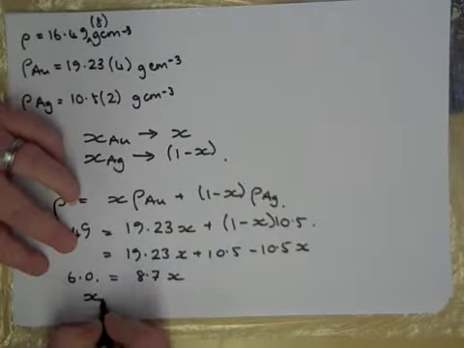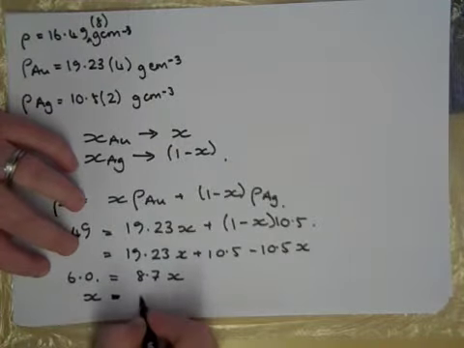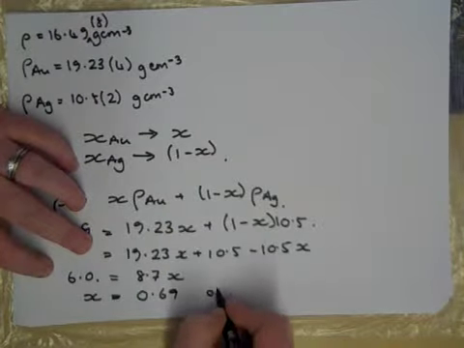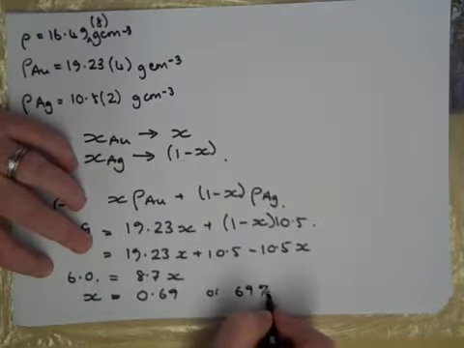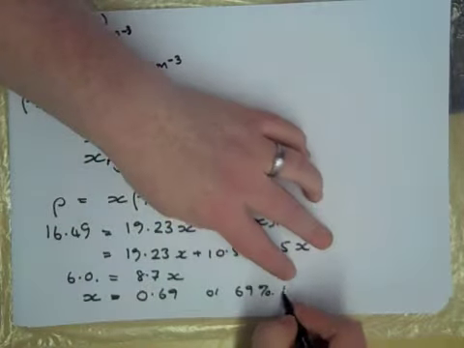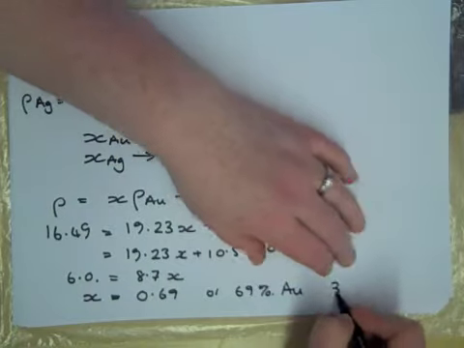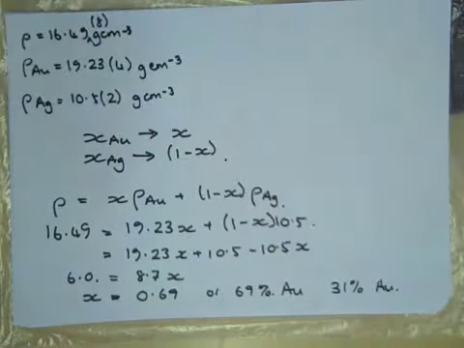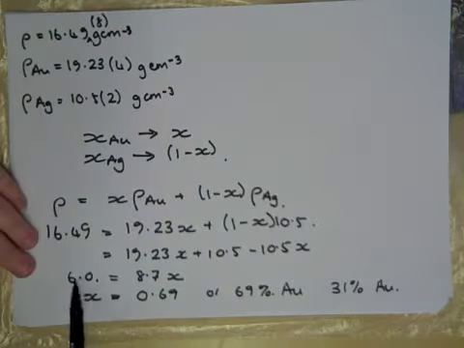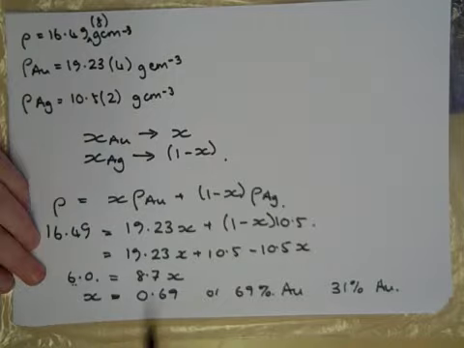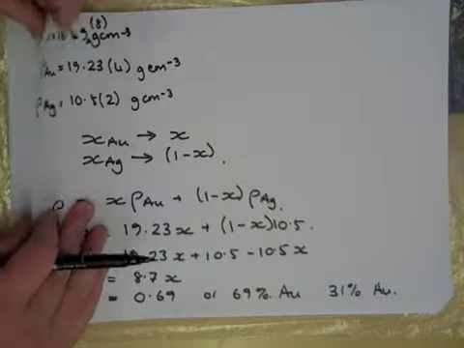So my proportion of gold in my material is 0.69, or that can be written as 69%. Consequently, so it's 69% gold, that means it's 31% silver. Here I have 1 decimal place, but that means I only have 2 significant figures, so I only have 2 significant figures in my answer.